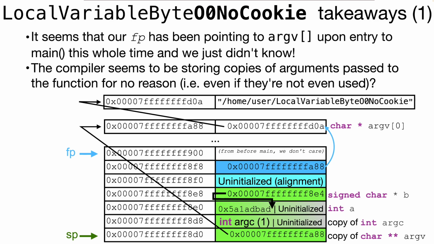So what are our takeaways from this stack? Well, first, the frame pointer has been pointing at argv upon entry, and we didn't even realize it this whole time. But also, the compiler, for whatever reason, seems to be storing copies of the arguments onto the stack. And these are literally not even used in this code. This code does not touch argc. This code does not touch argv, but yet, for some reason, the compiler decided to put it there.